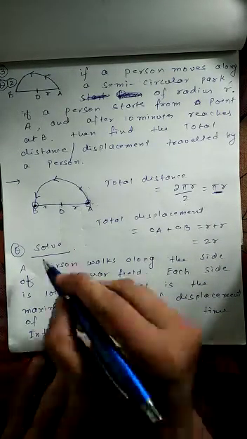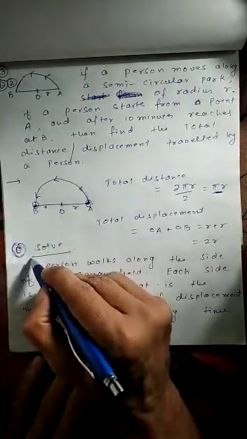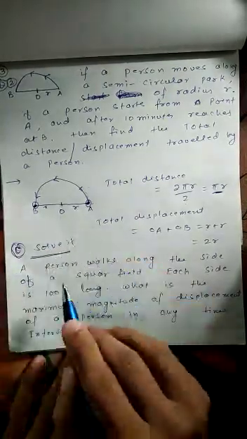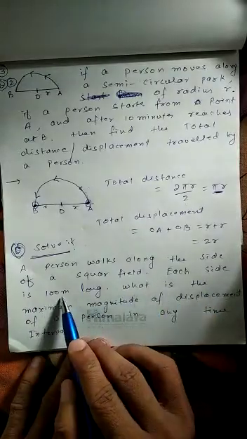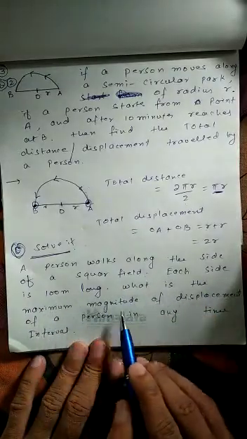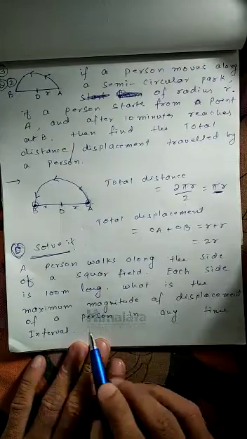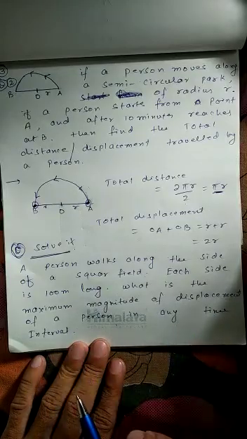Understood everybody? Now take similar question and solve it. A person walks along the side of a square field. Each side is 100 meter long. What is the maximum magnitude of displacement of a person in any time interval? I think all of you will solve this question.